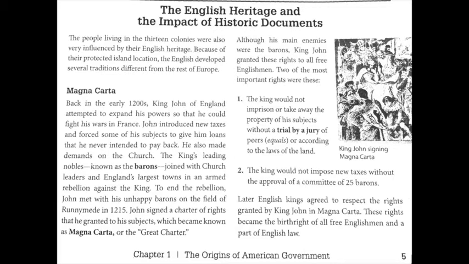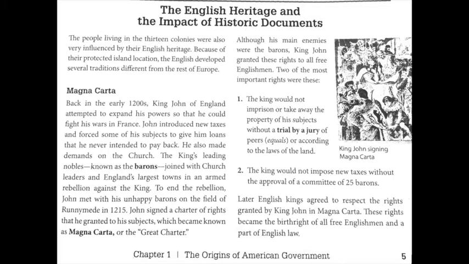Magna Carta. Back in the early 1200s, King John of England attempted to expand his power so that he could fight his wars in France. John introduced new taxes and forced some of his subjects to give him loans that he never intended to pay back. He also made demands on the church.